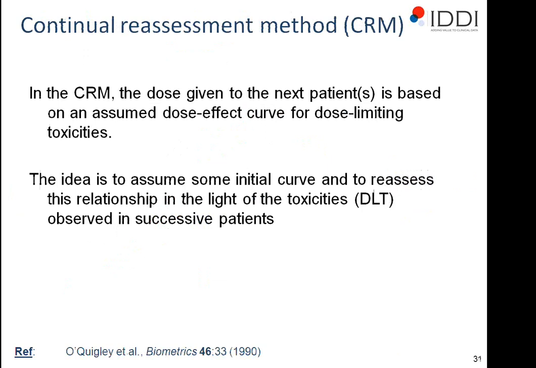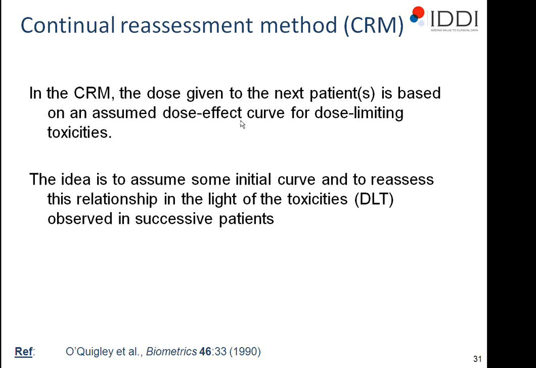So these are the disadvantages of the classical 3+3 design, and as I said, the design is very often used just because of its convenience and very easy implementation. Nevertheless, it's not very efficient, and there are better designs available, and I would like to talk about two of them. The first one is the so-called continual reassessment method, which has been proposed in 1990, so more than 20 years ago, by John O'Quigley and colleagues.